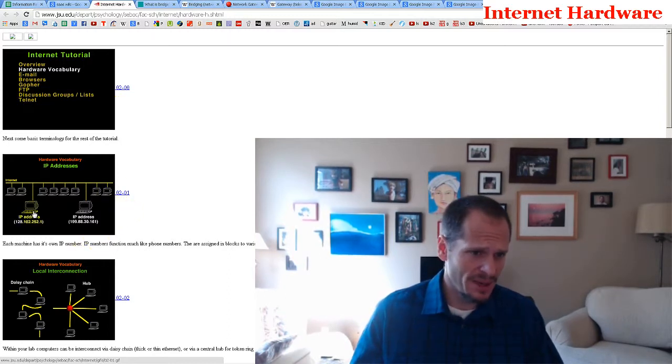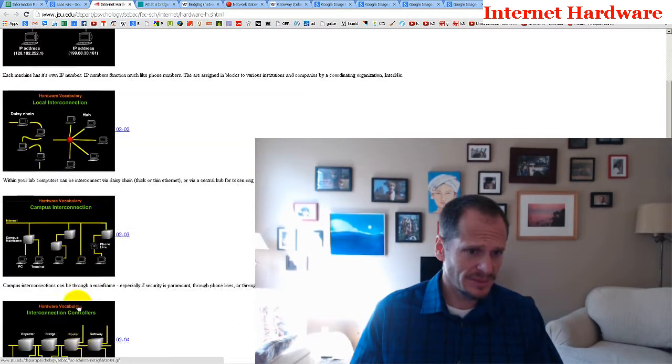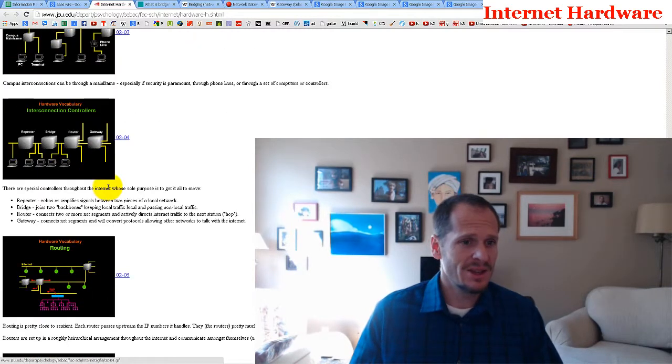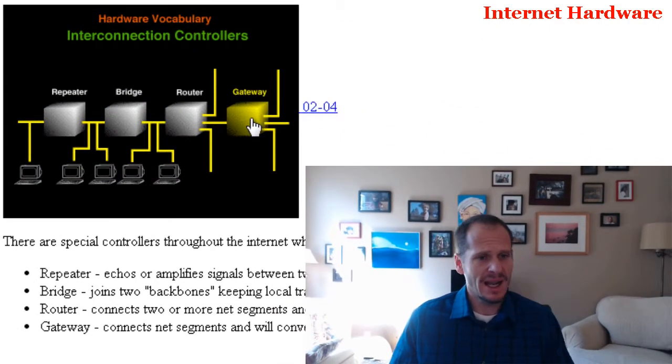We already talked about IP addresses and why they're important. Here you can see a hub connecting different machines. That might also be a switch. Then here you see different computers being connected, and here's a campus mainframe connecting to the internet. This person's dialing in on a phone line; you could do it that way. Here we have a repeater, a bridge, a router, and a gateway. These are just different things for connecting networks.